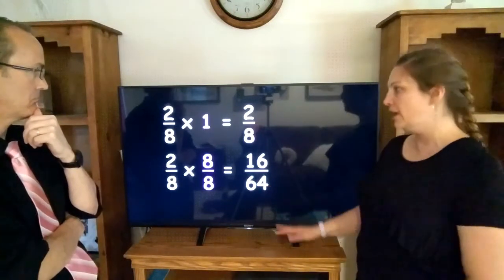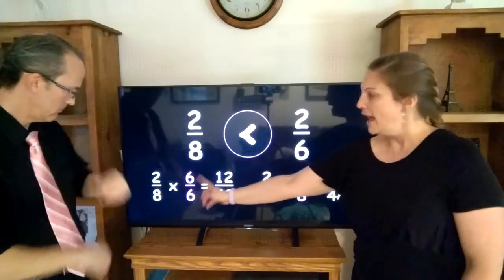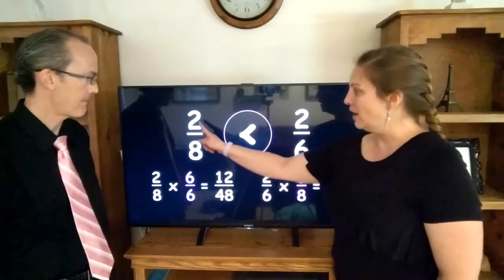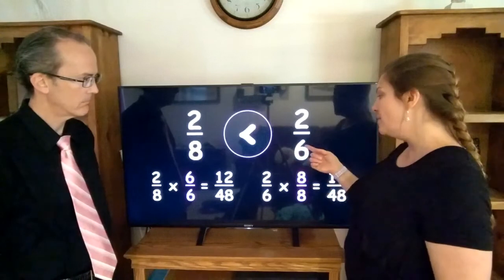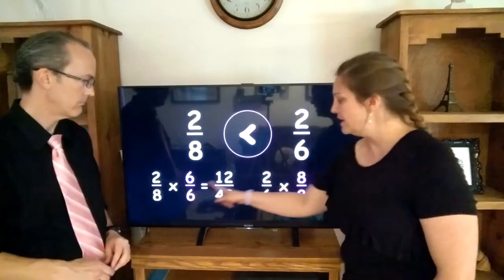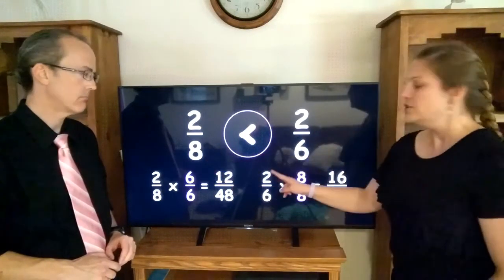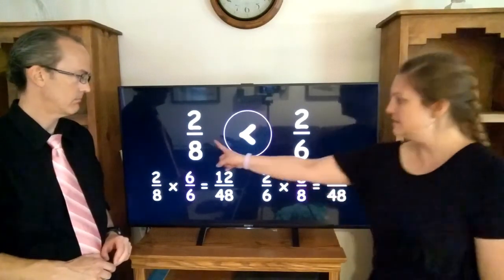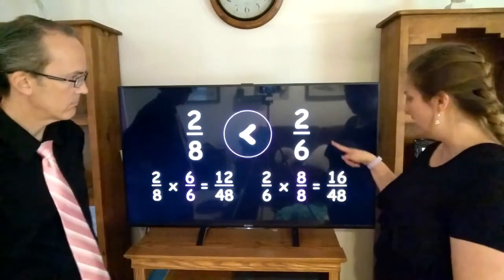So if we go back to the problem you were looking at, 2/8 is less than 2/6. You said you want to multiply diagonally. So we're taking this 2/8 and multiplying by 6 over 6, 1 whole. 2 times 6 is 12, and 8 times 6 is 48. On the other side, 2/6 times 8 over 8, also 1 whole, gives 16/48. So this side is 12/48, this side is 16/48, and 12 is less than 16.